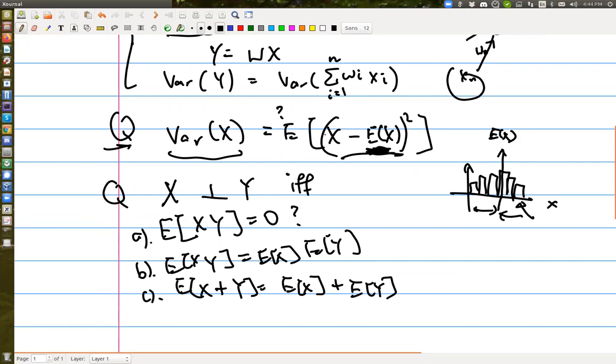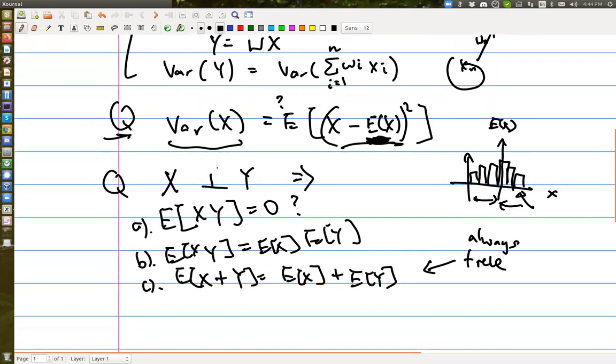Yes. Actually, this is not if and only if. To be more precise, it should be then, because C is always true. This is always true. It doesn't depend on whether your variables are independent or not. But if they are independent, then you will have that.